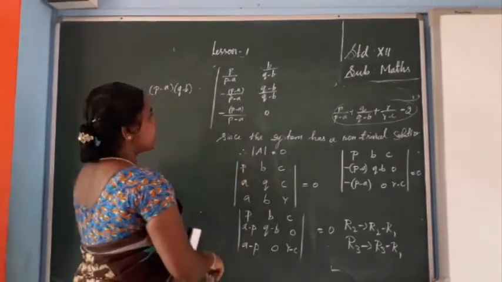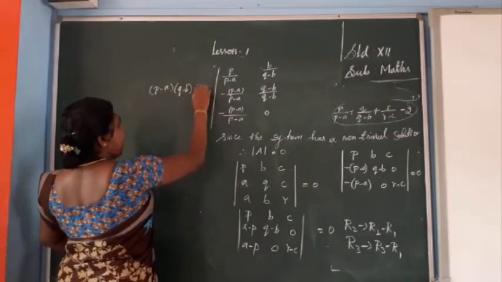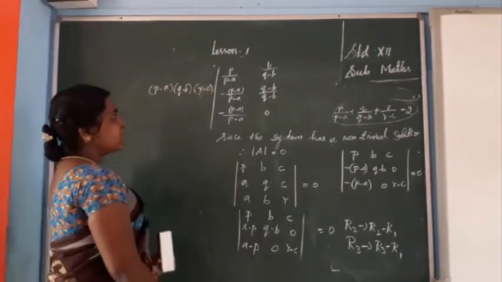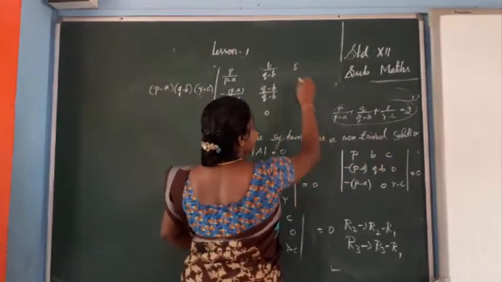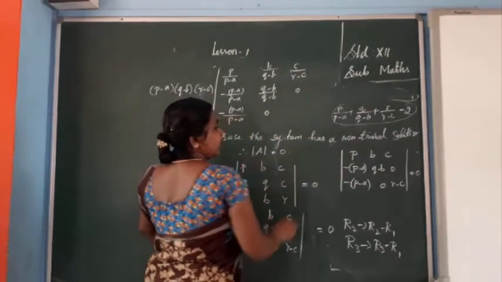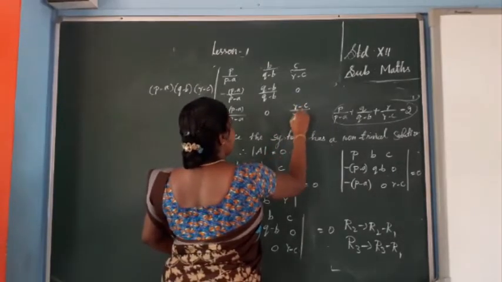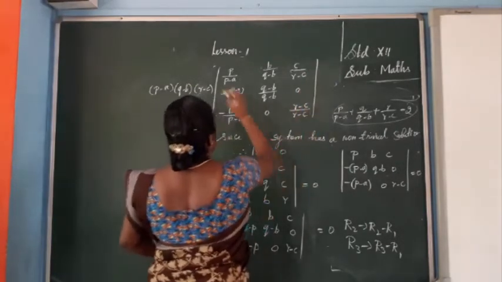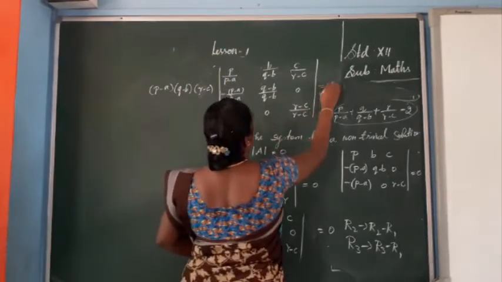Okay. Next third column. So I am going to multiply and divide by r minus c. Okay, r minus c. Okay, divide inside c by r minus c. Next 0 is there, so 0. Next r minus c by r minus c. So r minus c by r minus c. Okay. Equal to 0. Okay, equal to 0.